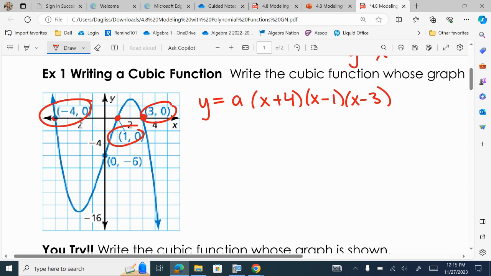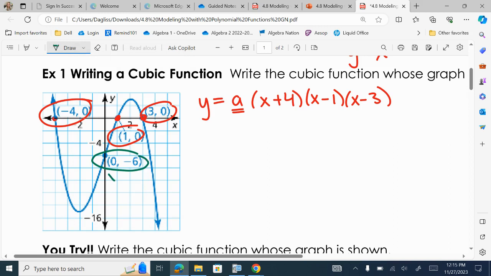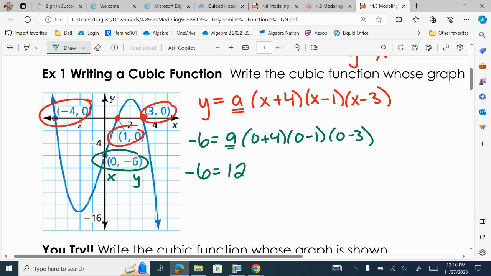When am I going to need this? The test is Friday. Okay? What we're missing is the a value. So we need to be able to plug in something into x and y to find what that a value is. Well, guess what? They gave me a point of 0, -6. So 0 is going to be my x. -6 is going to be my y. So -6 equals the a that we need times 0 plus 4 times 0 minus 1 times 0 minus 3. So what is 4 times -1 times -3? That gives us 12.